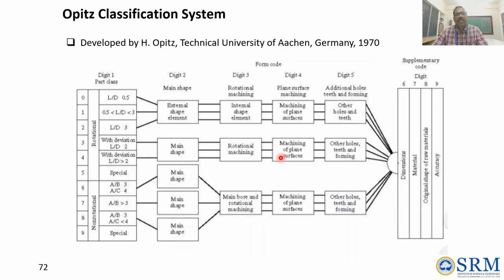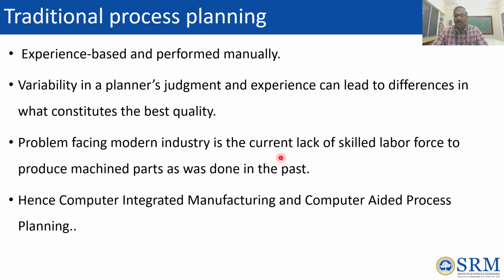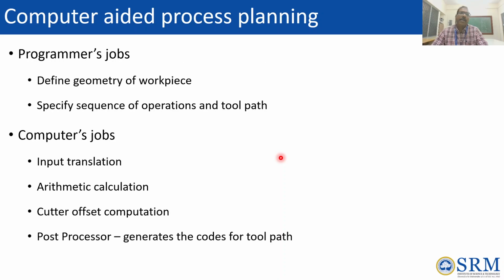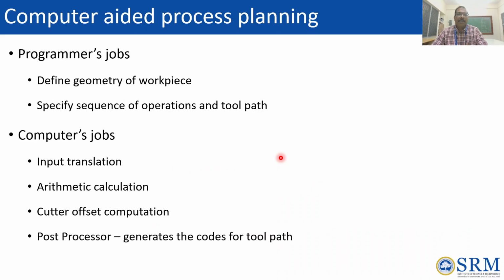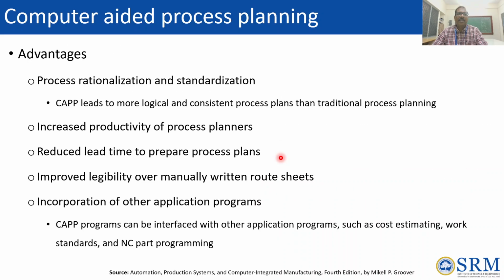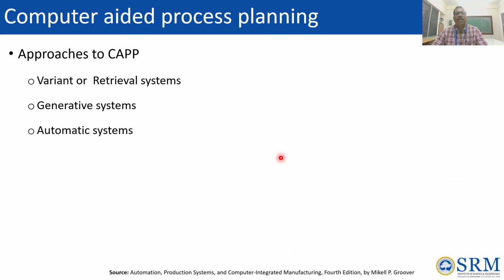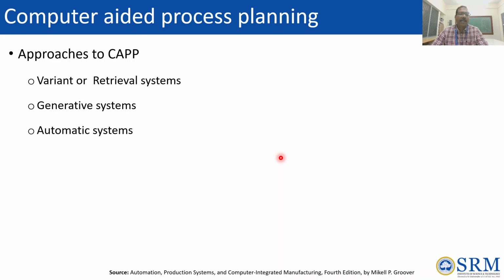In this lecture, we have discussed the fundamentals of computer aided process planning and traditional process planning, the advantages and limitations of traditional process planning, and how computer aided process planning is advantageous in comparison. We discussed what an automatically programmed tool is, the statements available under it, some benefits of computer aided process planning, and the different types: variant, generative, and automatic. In this lecture, we discussed the variant type alone.